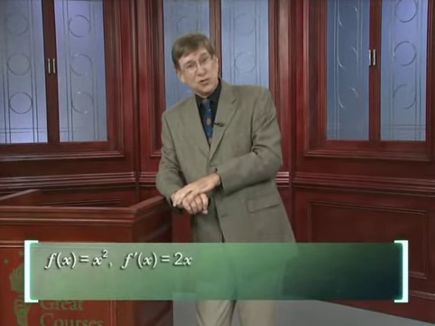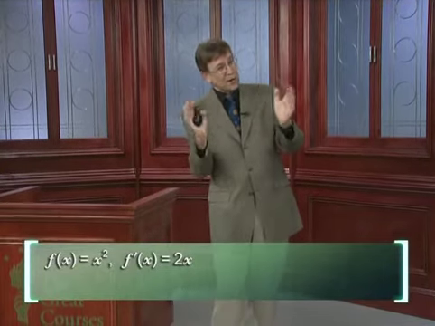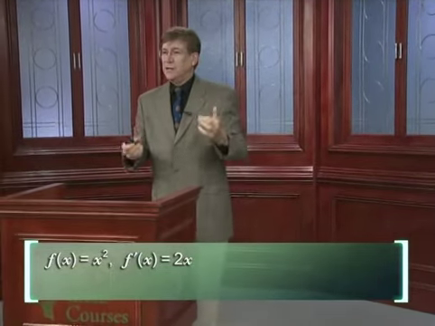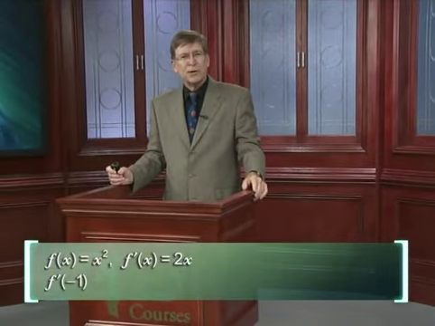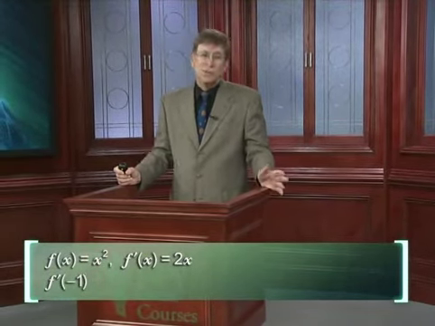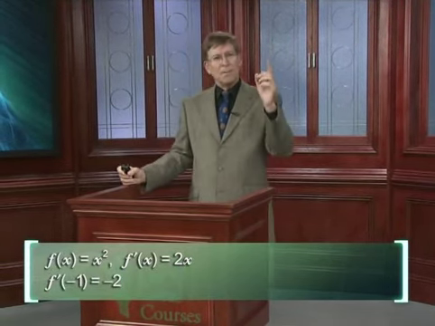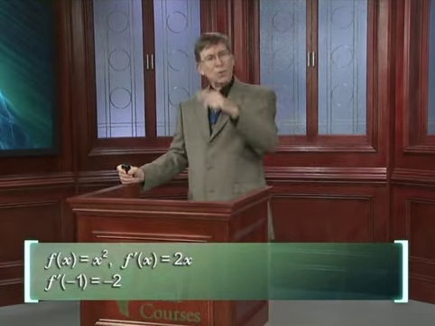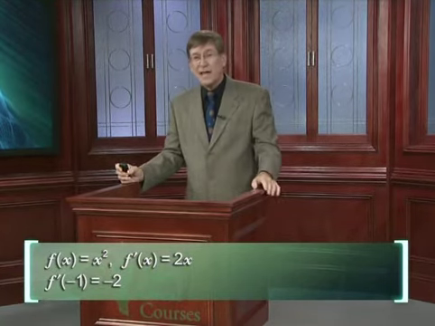Let's look a bit closer at some of the geometry of one of these examples. Let's look at x squared, whose derivative is 2x. And let's analyze what that means about the graph of x squared at various points. For instance, what's the derivative f prime at minus 1? Well, you'd plug in minus 1 and get minus 2. That means at minus 1, the slope is negative.